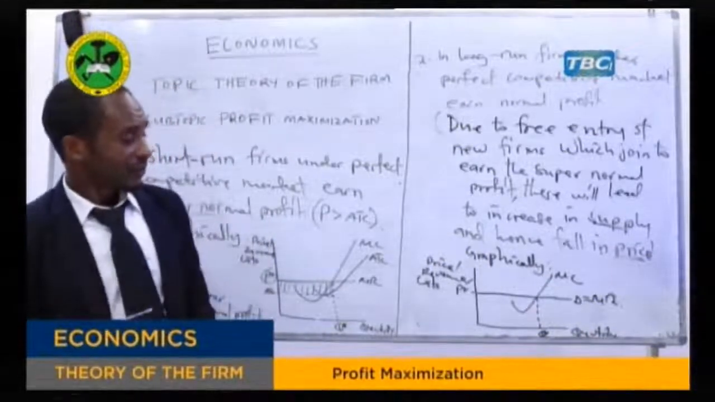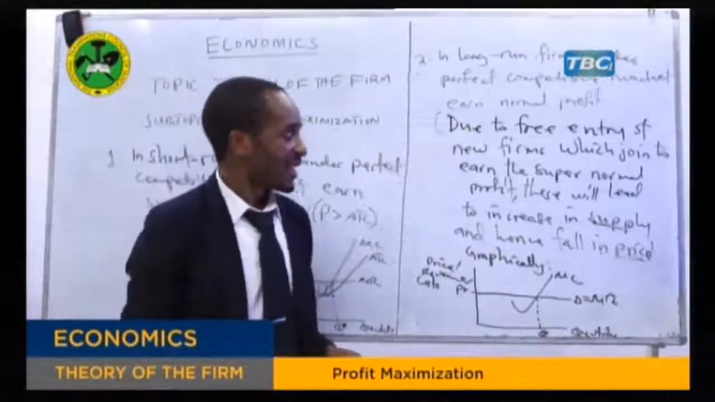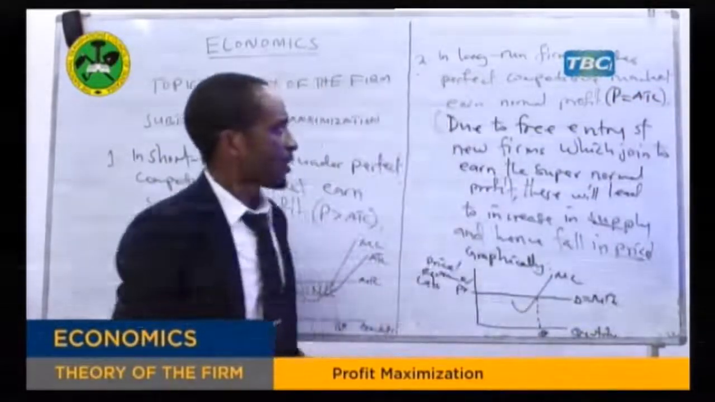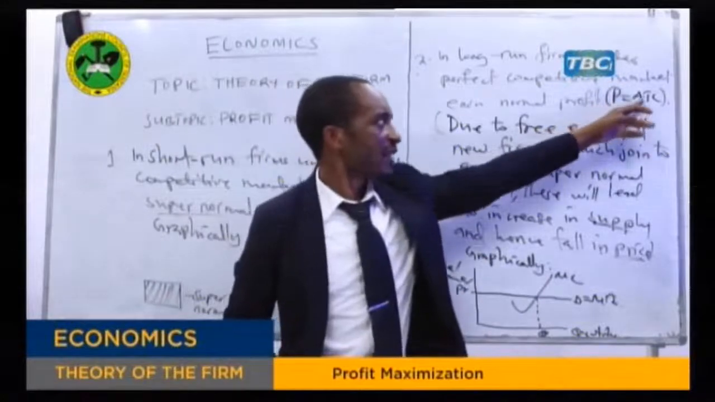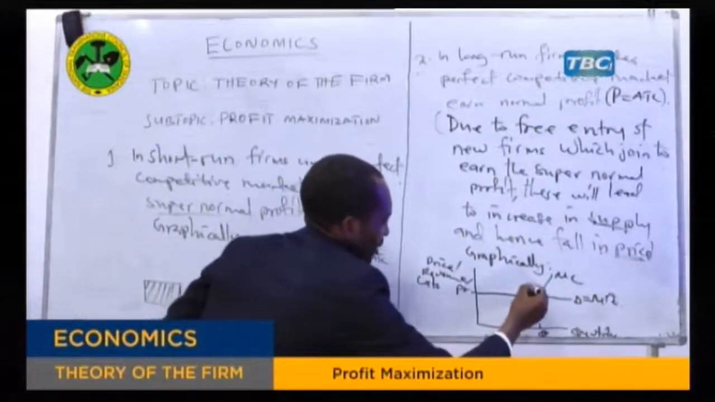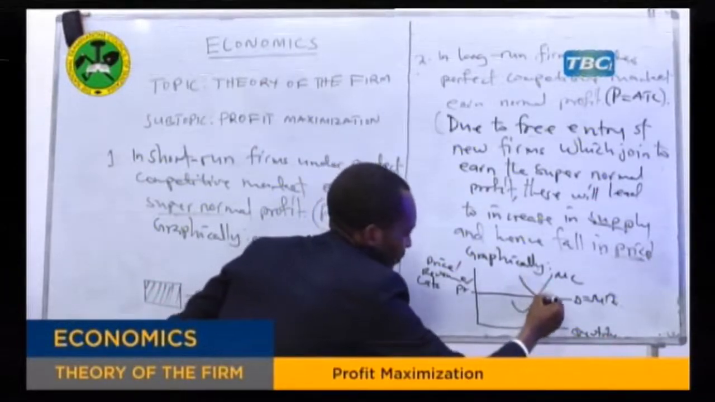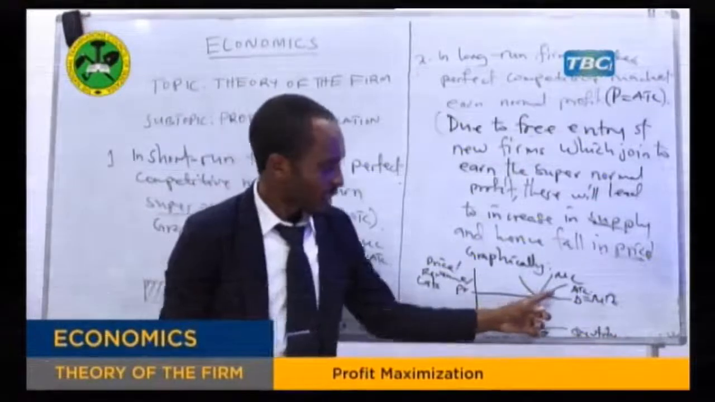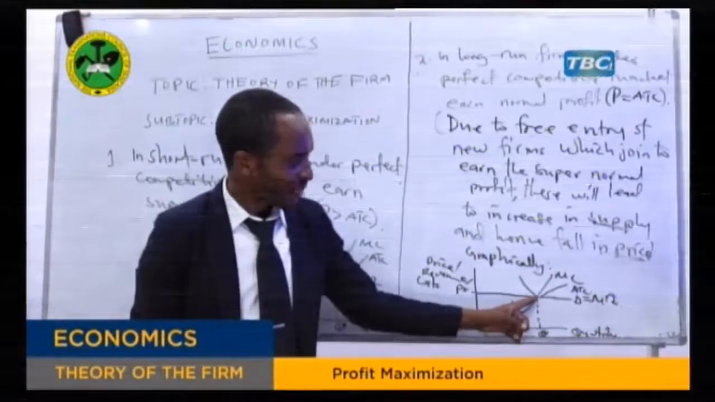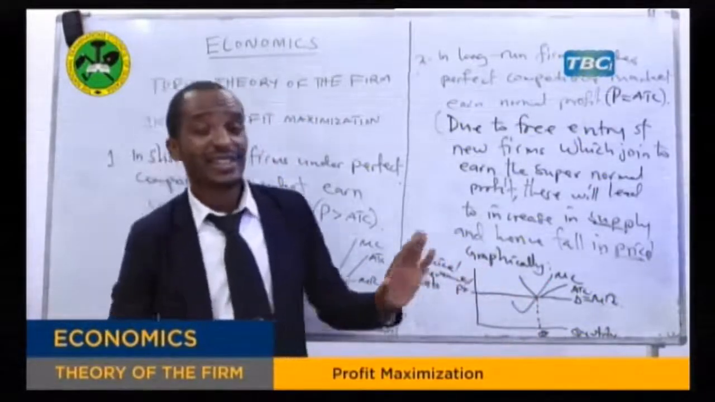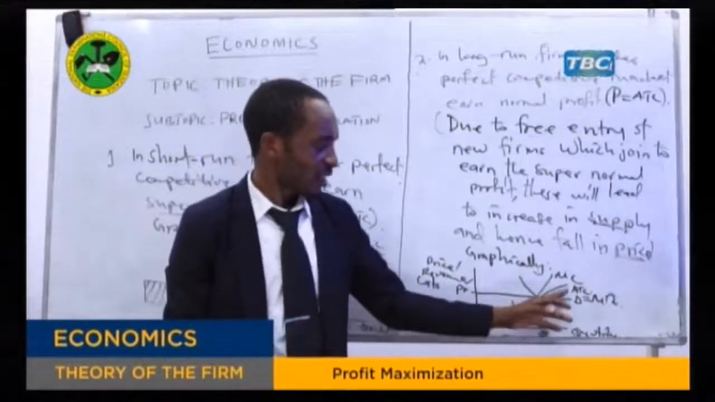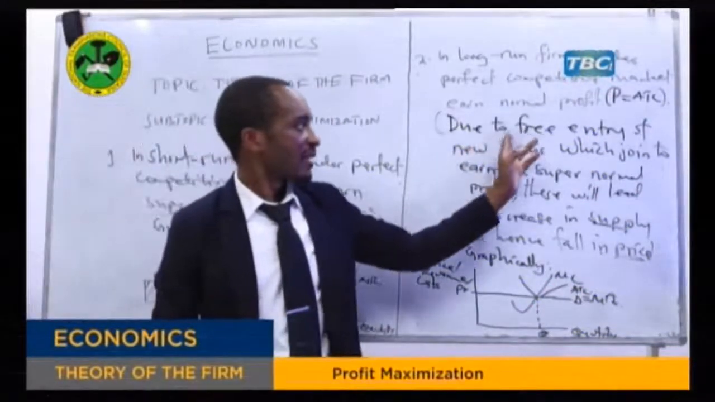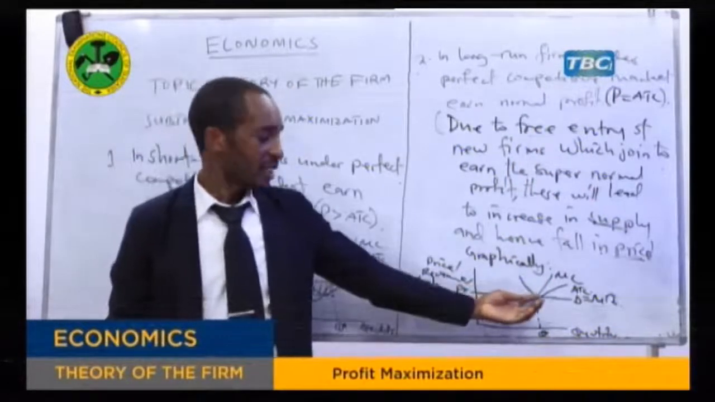Now, if the firm is earning normal profit, it means the price will be equal to average total cost. So in order for this firm to earn normal profit, price should be equal to average total cost. So here you can draw the curve of average total cost like this. So the average total cost is equal to price. At this point, the firm earns just normal profit. Normal profit means zero profit. Since price is equal to average total cost, the profit will be equal to zero. So in the long run, due to the entering of new firms, this situation could exist.